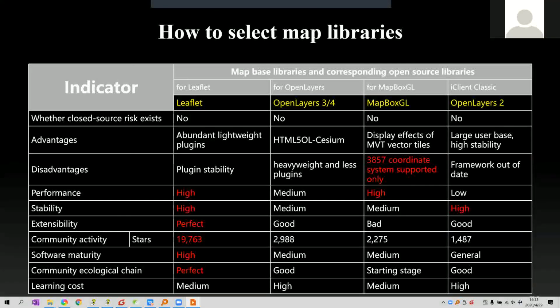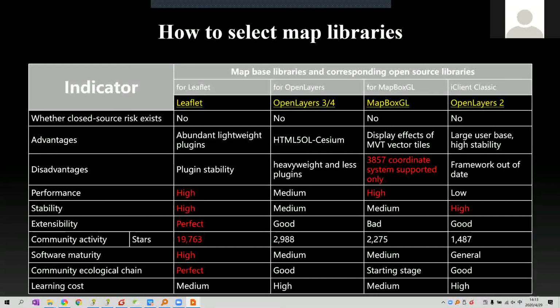So for Leaflet, it has the advantages of high performance, high stability, perfect extensibility, and community activity. The stars here are the stars on GitHub, and it has a high star count. The software maturity is high, and the community ecological chain is perfect. And learning it is not so hard. So it seems for most requirements, most of the time we can just choose Leaflet directly. But why do we need others?